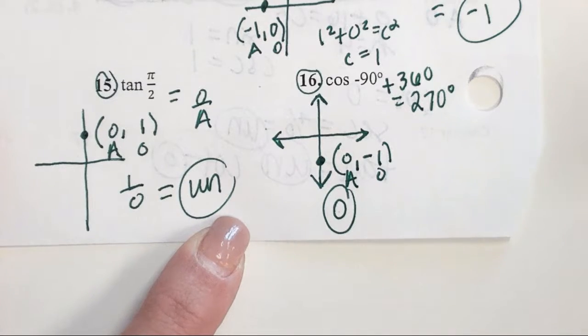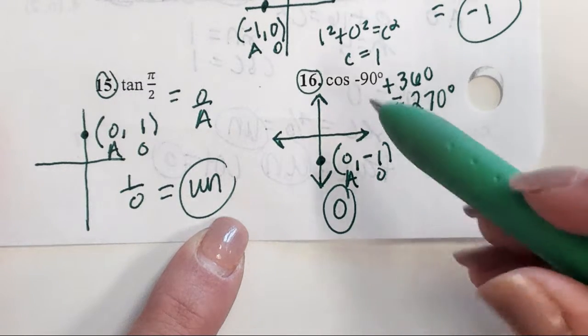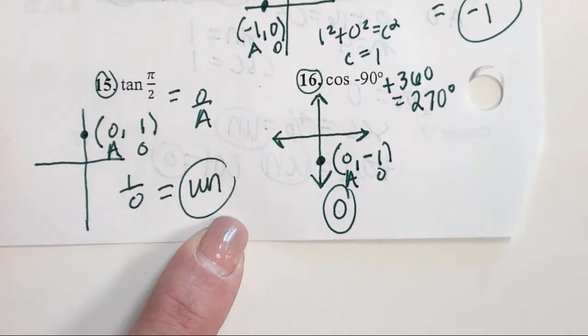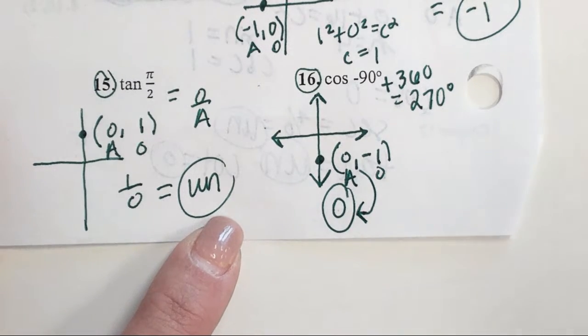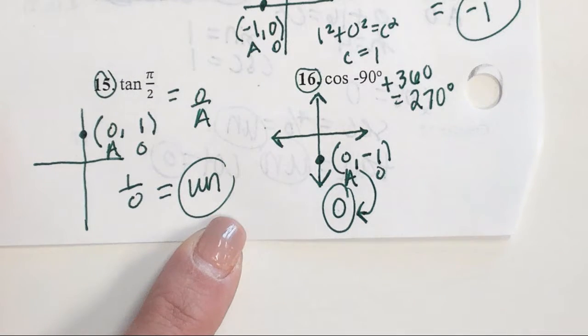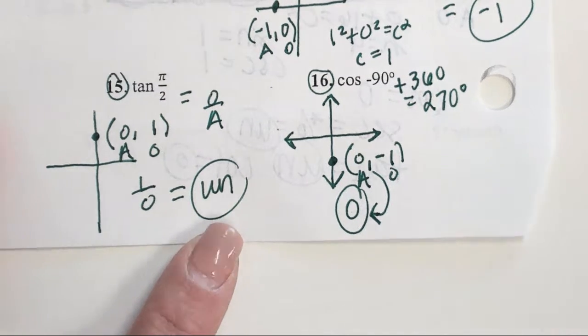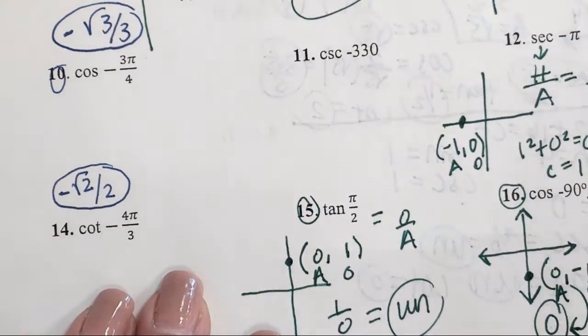I don't even need to find my hypotenuse. So my adjacent is 0, and that's what cosine is: adjacent over hypotenuse. So it'd be 0 over 1, which is 0. Questions? Everybody's good with the axes ones? Y'all find them easier than the hand trick? Most people do.